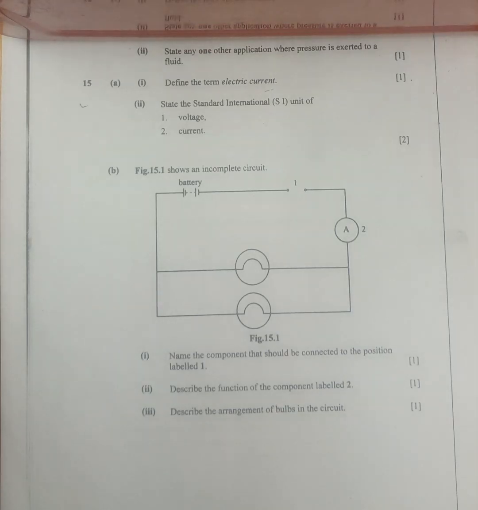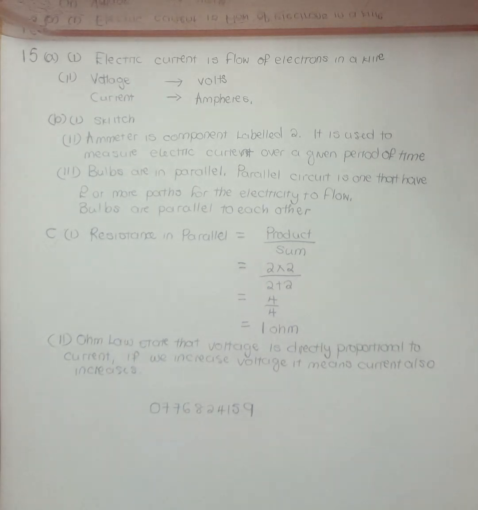On 1, we are supposed to connect a switch. And then the function of an ammeter is to measure electric current over a given period of time. And then on part 3, we say that the bulbs are arranged in parallel. We are supposed to describe. So we are going to say a parallel circuit is one that has 2 or more paths for electricity to flow. And also the bulbs are going to be parallel to each other.